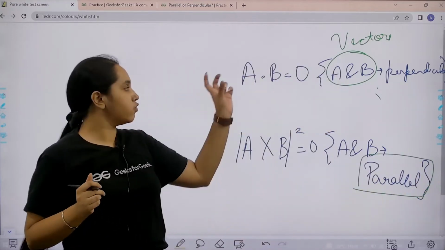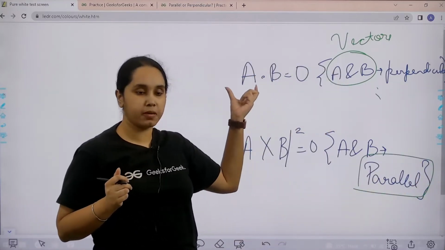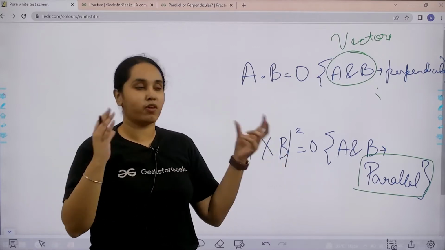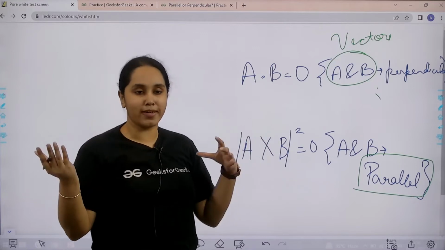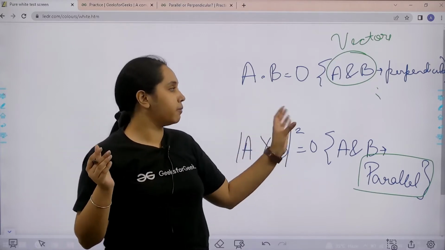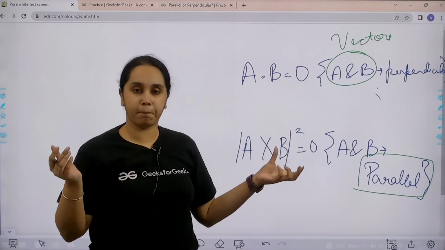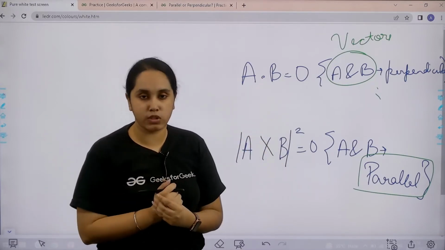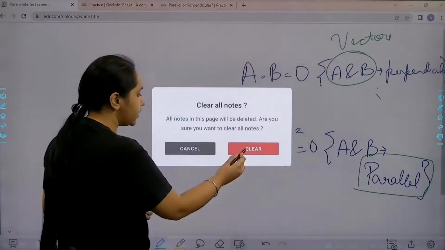So we need to find the dot product of A and B, and we need to find the cross product of A and B. Once we find them and check whether they are 0, we will be able to determine if the vectors are perpendicular, parallel, or neither. I hope the question is clear to you. Now let's move forward to the solution part.